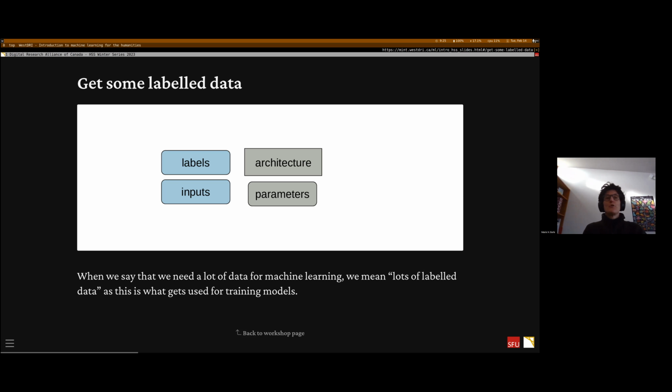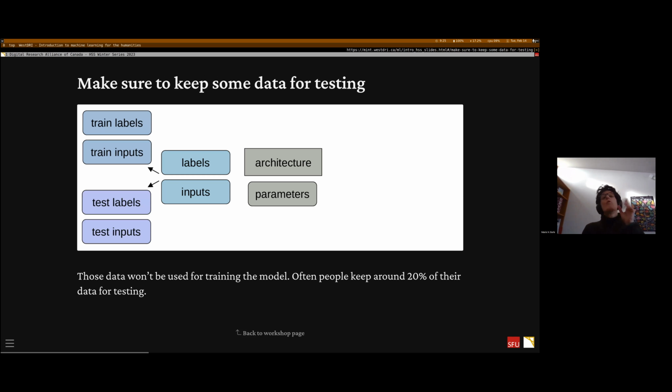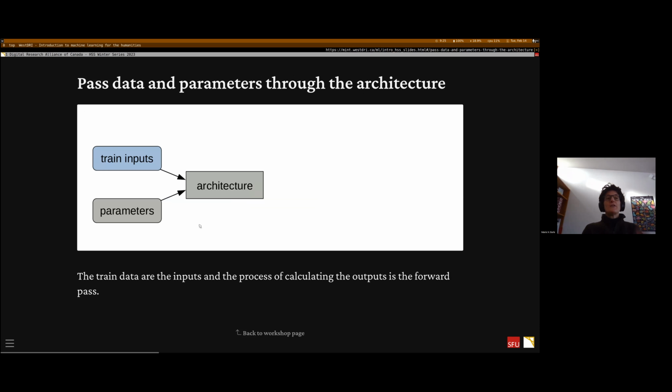Okay, so you have all this labeled data, and first you have to do things properly: you have to split it into two sets. A set that will be to train your model, and a set that will be to test your model. You will put maybe 80% of your data in the train set and 20% in your test set. Then you only use the train set to train your model.